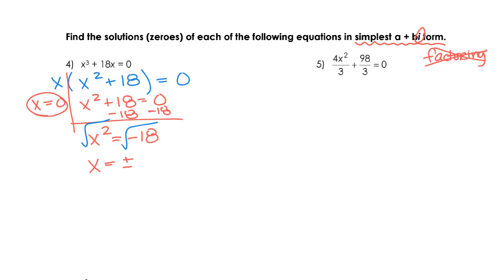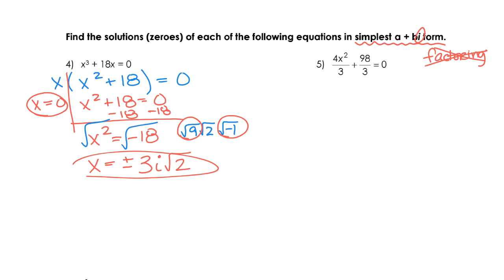Then we say, oh, square root of a negative 18. If we break that up into 9, 2, and negative 1, 9 times 2 times negative 1 would give us that negative 18. Then we could say the square root of 9 becomes a 3, the square root of negative 1 becomes the i, and then the square root of 2 would come down. And there are our three answers.